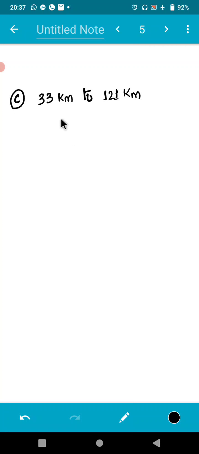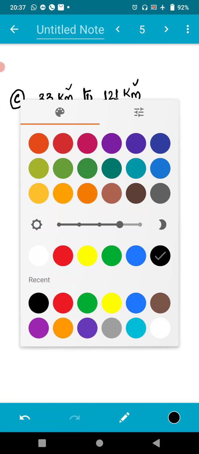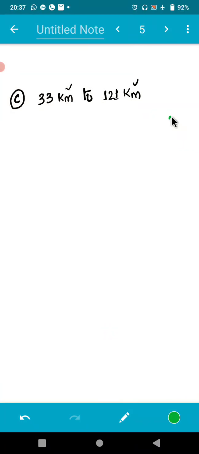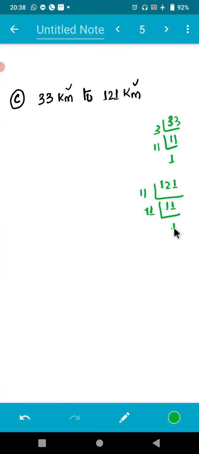Okay, so now let's move on to the next sum of question number 6, that is sum number C. So you see now this time they have given the unit. Always check the unit. If the unit is the same, it is absolutely okay. You don't have to do anything. Fine. So you just have to do the prime factorization. That is 33. So 3 11s are 33, and 11 1s are 11. Now 121 would be what? 11 11s are 121, and 11 1s are 11.